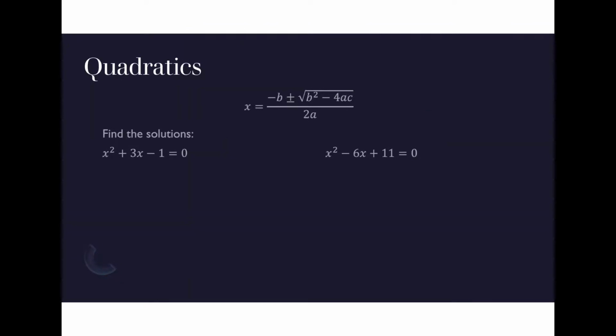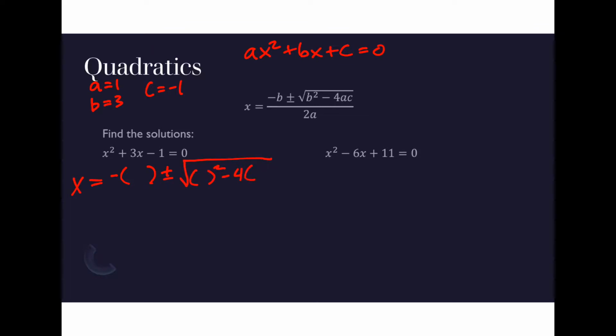Okay, my last examples here for my quadratics, where we have ax squared plus bx plus c equal to 0. Identifying a, b, and c. In this first one, we see a is equal to 1, b is equal to 3, and c is equal to negative 1. So let's go ahead and unpack this and rewrite negative b, plus and minus the square root of b squared minus 4ac.